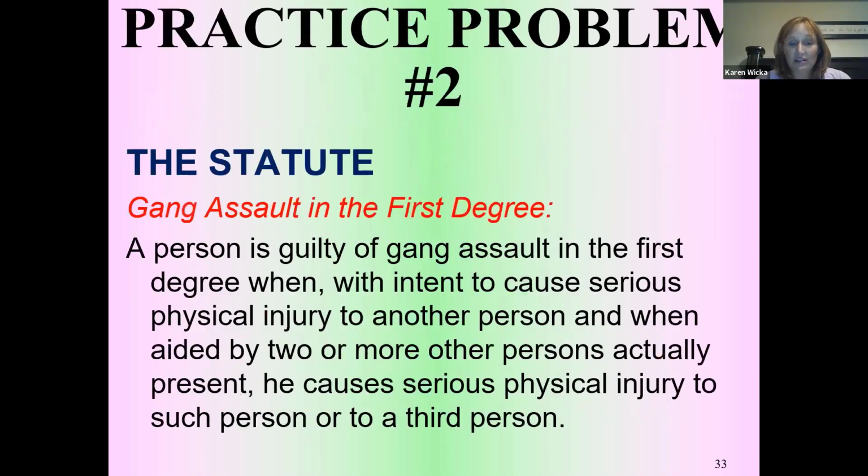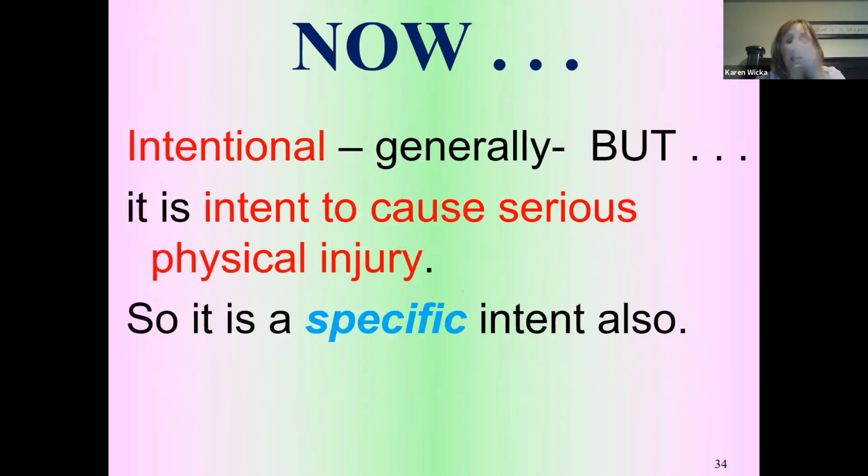So this was your assault in the 1st degree: guilty of assault in the 1st degree when, with intent to cause serious injury, he causes, and aided by 2 or more persons, he causes such physical injury. So when you read that, you're like, oh, okay, intent, intentional.